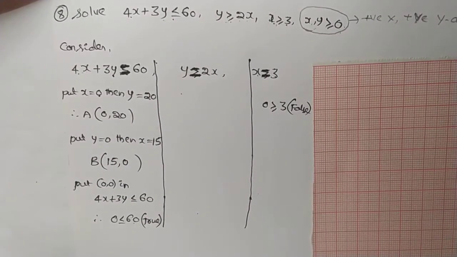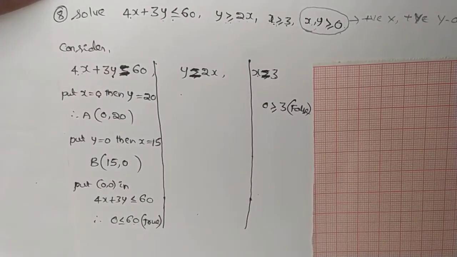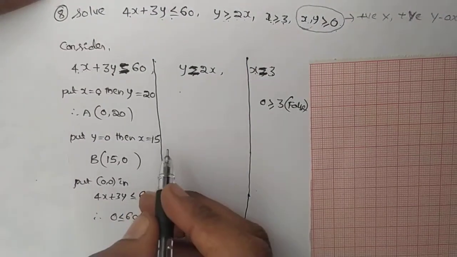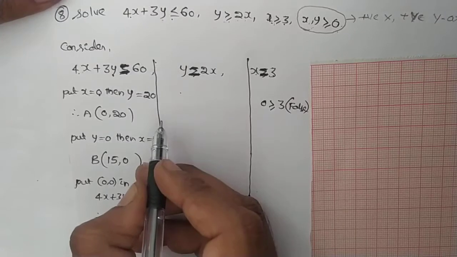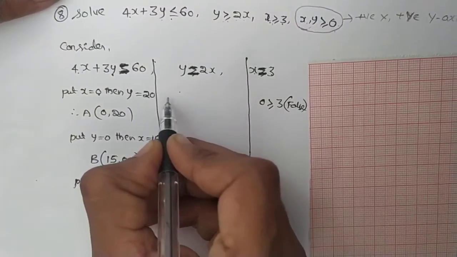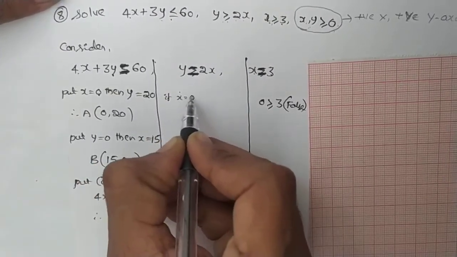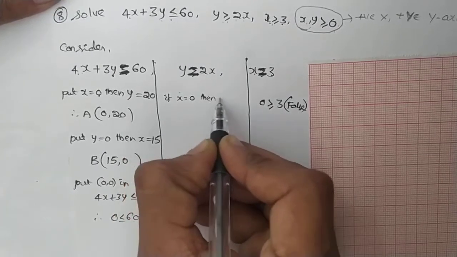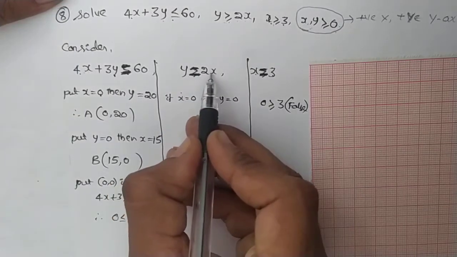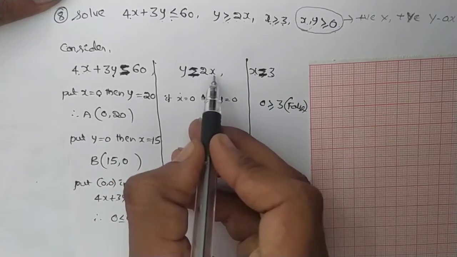Think. You just think once. You will get a little bit of an idea. Right? Suppose if x equals to 0, y equals to 0, right? If x equals to 0, then y equals to what? 0. If you put 0 in place of x, then y will be 0.